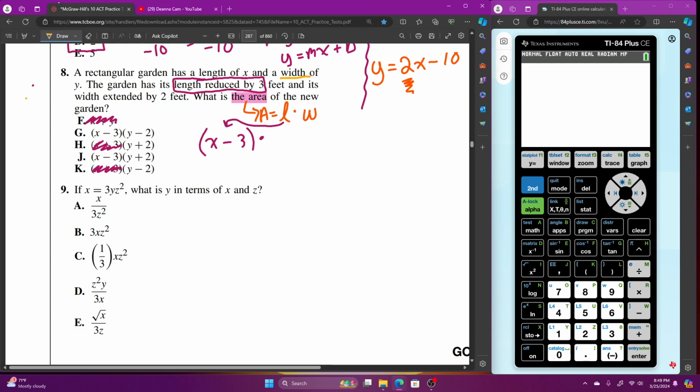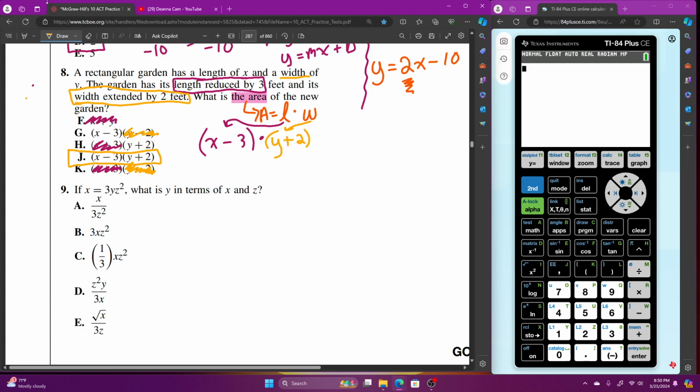And the width is extended by 2 feet. So my width, y, is extended by 2. Extended means we are adding 2. So you're out. And you're out. And now the only one where I haven't crossed out anything is J, and that is the correct answer.